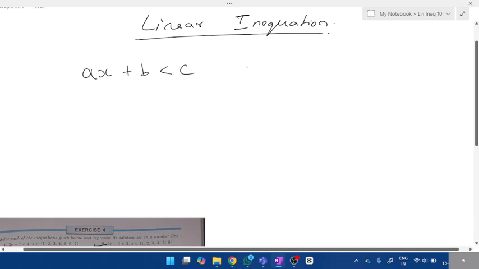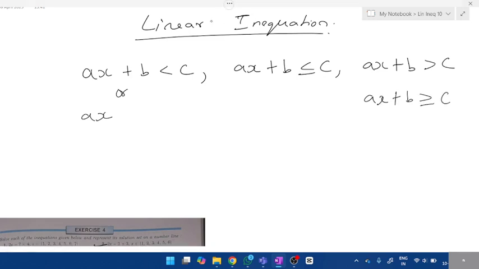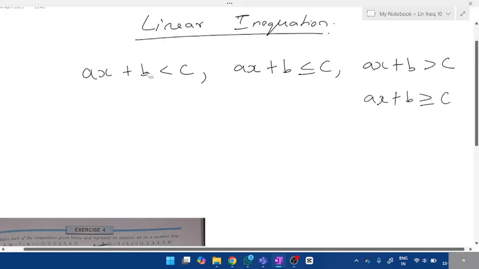less than c. These are the four forms: ax plus b less than or equal to c, ax plus b greater than c, ax plus b greater than or equal to c. Make a note of this equation. They might ask you for an MCQ. Here a is a constant, b is a constant, c is also a constant, and x is the variable.